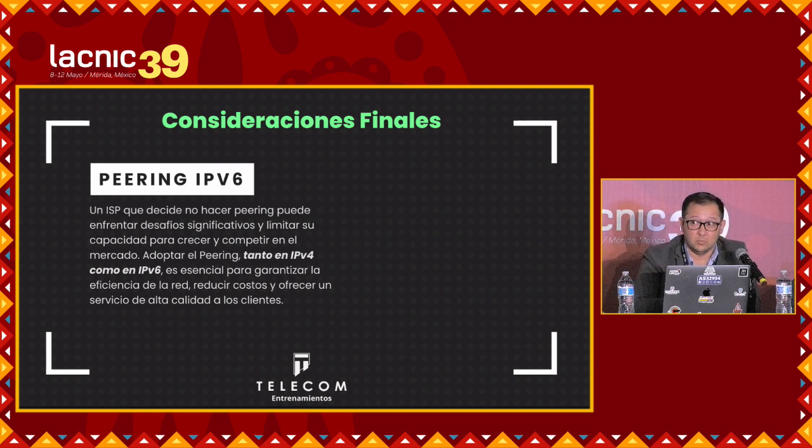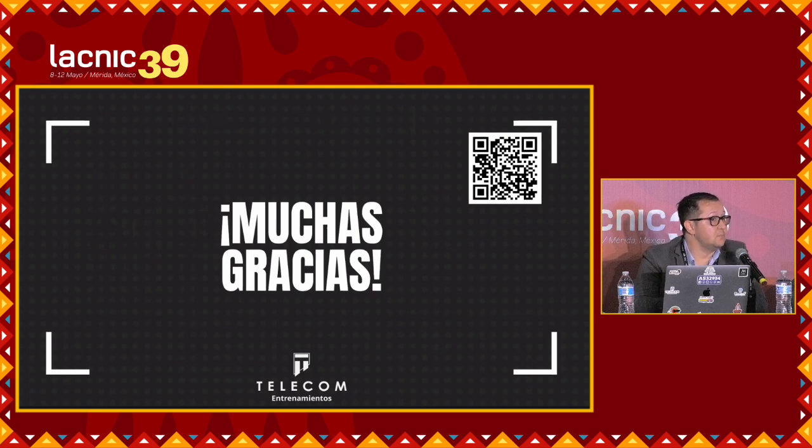This is not about having the very best quality. You have an obligation, as an ISP, to offer the best quality. So adopting IPv4 or IPv6 peering is essential to reduce latency, to bring content closer, to reduce costs, and also to provide the best quality of service to the users. We do have consequences if we decide to do things differently. But if we decide to do things properly, we can really make the most of all these advantages that we have mentioned today. So, any questions regarding peering and IPv6?